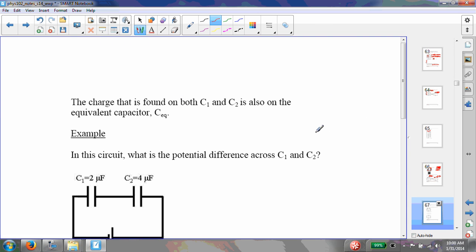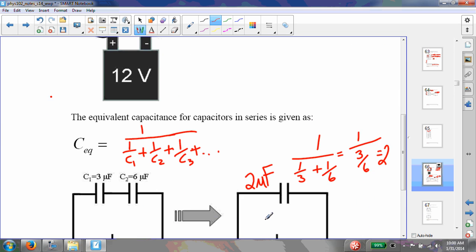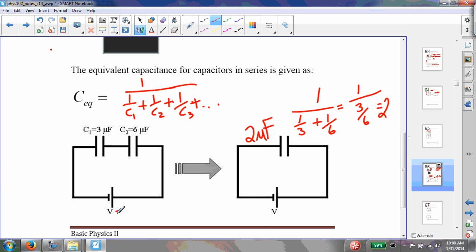All right, let's work through an example. Oh, and then also the charge that is found on that equivalent capacitance is also found on either of the two capacitors. So for example here, let's say that I had a voltage equal to 12 volts. That would mean that I would have a charge over here of 24 microcoulombs. Q is equal to CV. That's true for any capacitor. And so if I have 24 microcoulombs there, I'm going to have 24 microcoulombs here and here. That was rule 1, that capacitors in series have the same charge.